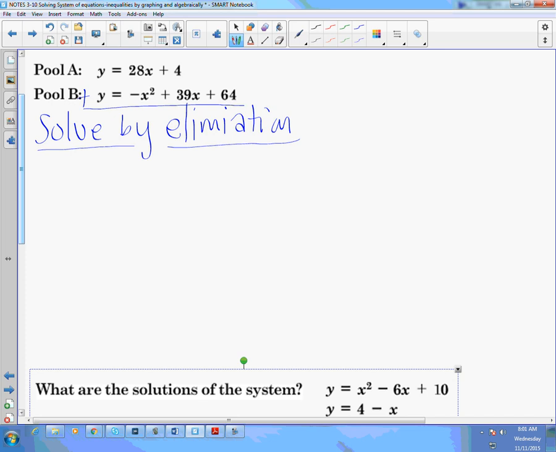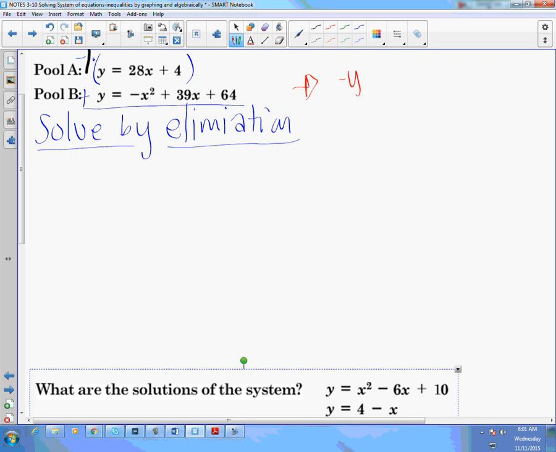So what can I do to make one of those change so that when I add them up, I have 0 y's? Make one of them negative, right? So I'm going to make the top one less complicated. I'm going to take the top one, really whichever one is your choice, and multiply all of it by -1, changing the signs of my pool A.